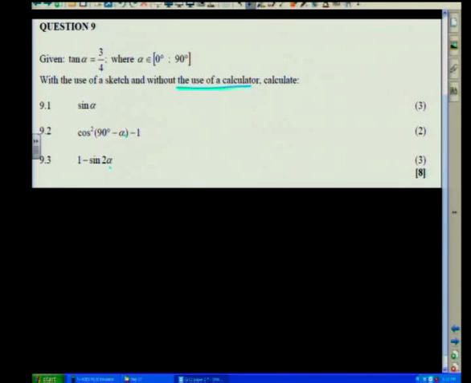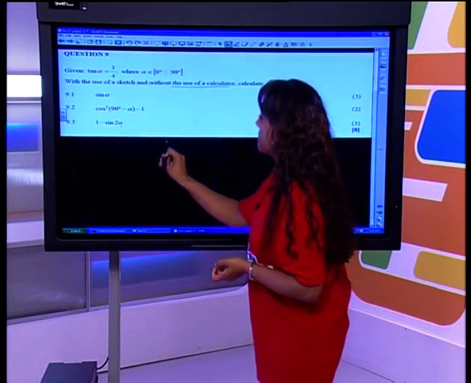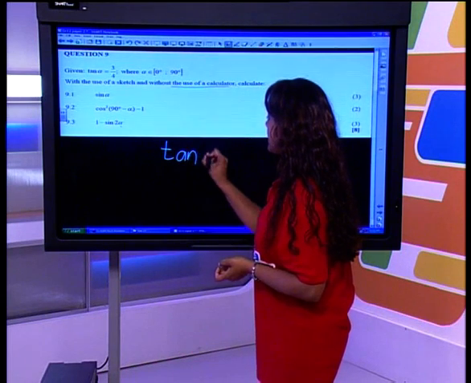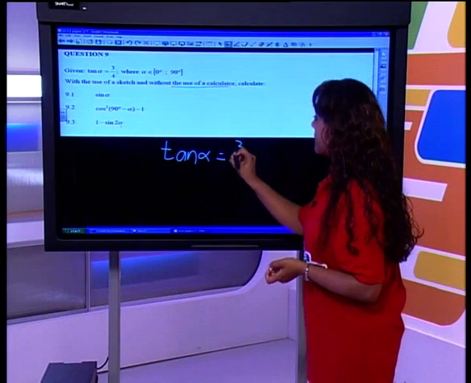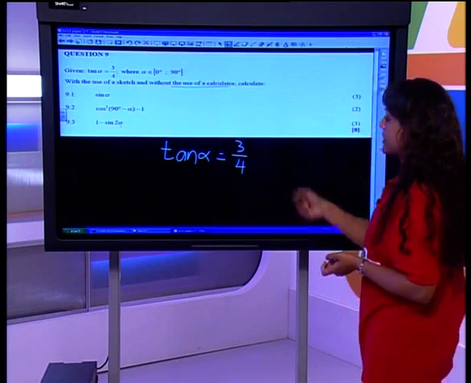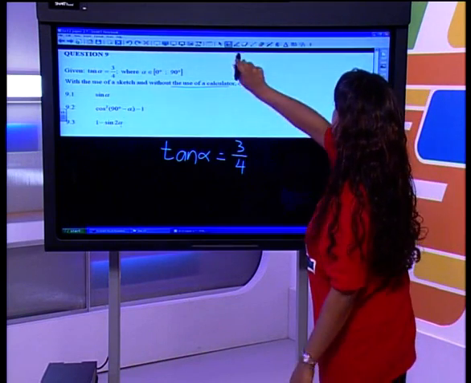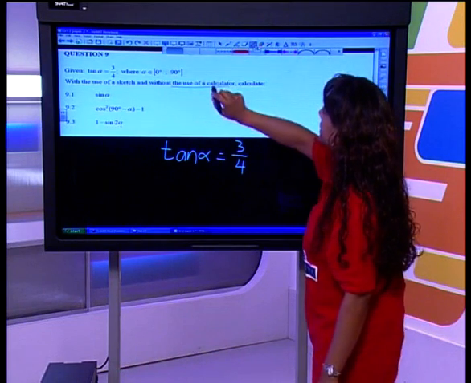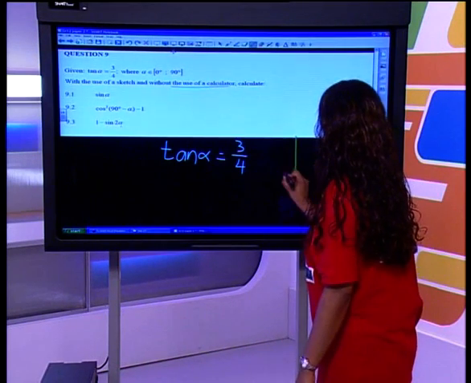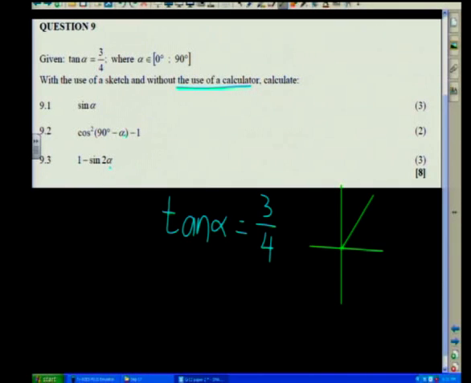So what sketch are they talking about? I'm sure so many of you have seen this before. They've given us tan of alpha is equal to 3 over 4. They told you that alpha is in the first quadrant. So the diagram we can draw up is our Pythagoras triangle. I'm just going to make up a little axis here, and we've got a triangle in the first quadrant. Alpha is between 0 and 90, so alpha is your angle there.